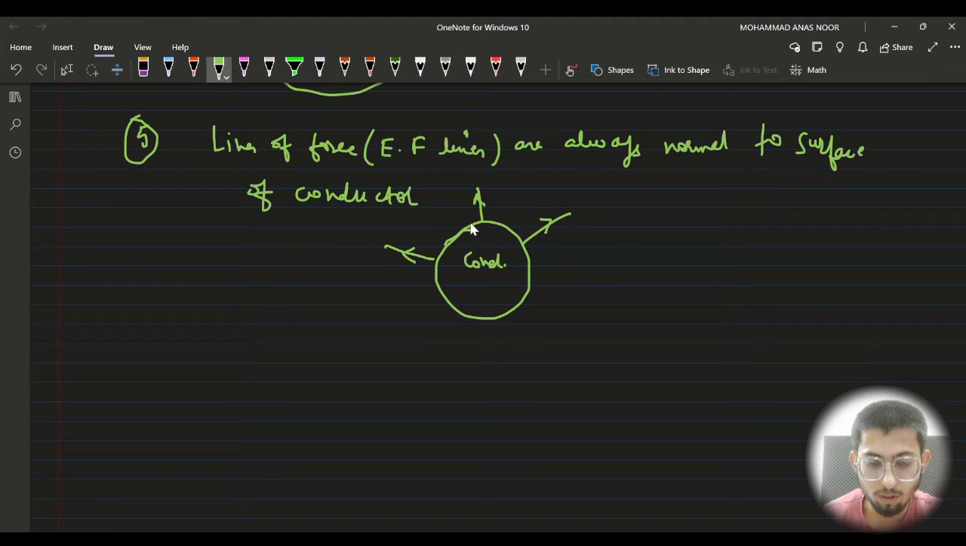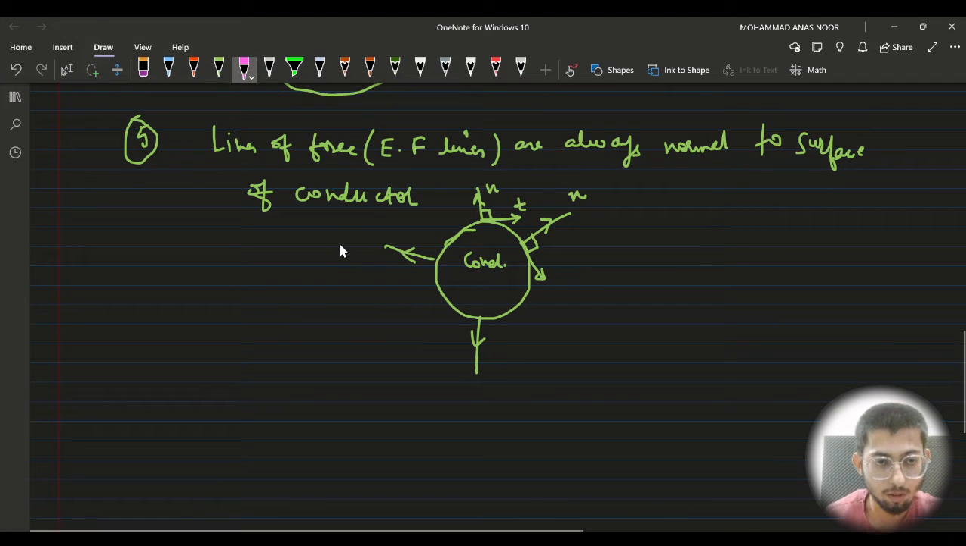This is called normal. What is normal? See, this is the tangent, and the 90-degree line to the tangent is called the normal. So this is the tangent at this point, and this line is the normal. So the electric field lines to a conductor cannot be at some angle, like 30 degrees or something. This is wrong. They will always be at 90 degrees, that is, normal.